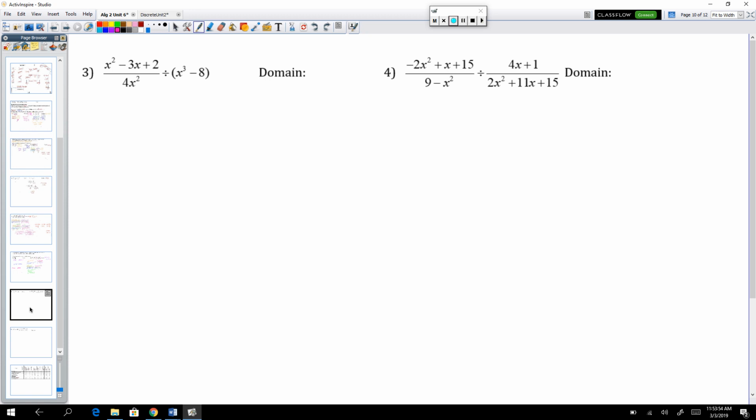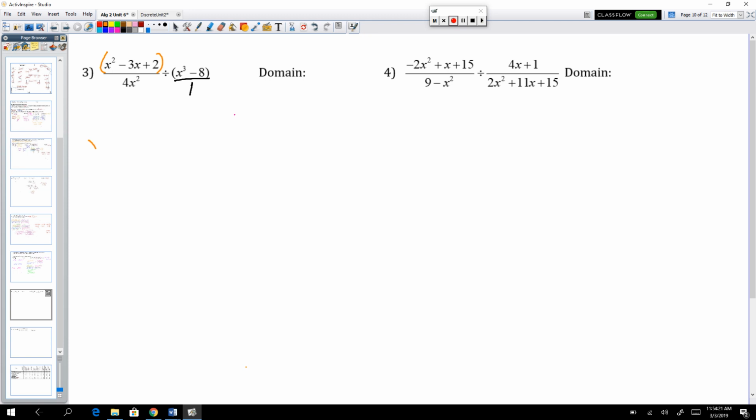So we have 3 more division problems. I'm going to work on number 3 with you, and I encourage you to pause the video and try number 4 on your own. So let's look at number 3. Number 3 currently has x cubed minus 8 sitting over top of 1, so keep that in mind for when you're flipping. Let's take a look at the first fraction and do some factoring before we start moving things around.